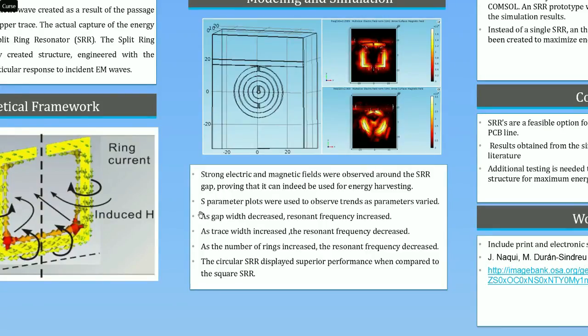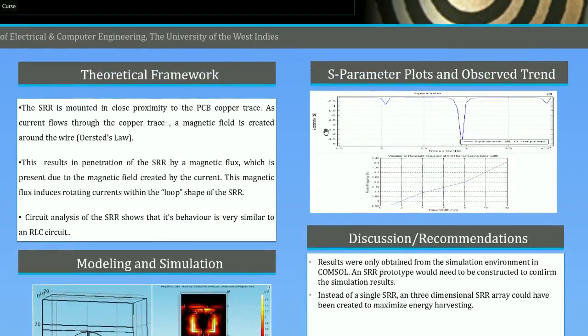Just as a brief recap of what the study showed, it can be seen that as gap width decreased, resonant frequency increased. As trace width increased, resonant frequency decreased. As the number of rings of the SRR increased, the frequency decreased. And it was observed that the circular split ring resonator structure displays superior performance as compared to the square split ring resonator. Here we just have an S parameter plot to show as an example. The point at which S11 was a minimum corresponded to the frequency at which resonance occurred, which gave the point at which energy was a maximum.